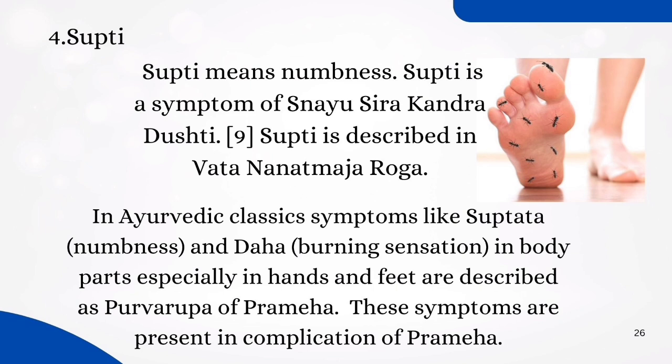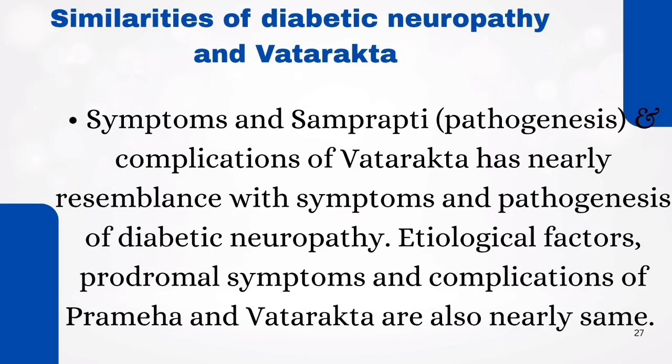In Ayurvedic classics, symptoms like Suptata and Daha in the body parts, especially in hands and feet, are described as a Purvakarma of Prameha. These symptoms are present in complications of Prameha. Similarities of diabetic neuropathy and Vata Rakta. Symptoms, Samprapti and complications of Vata Rakta nearly resemble the symptoms and pathogenesis of diabetic neuropathy. Etiological factors, predominant symptoms and complications of Prameha and Vata Rakta are also nearly the same.